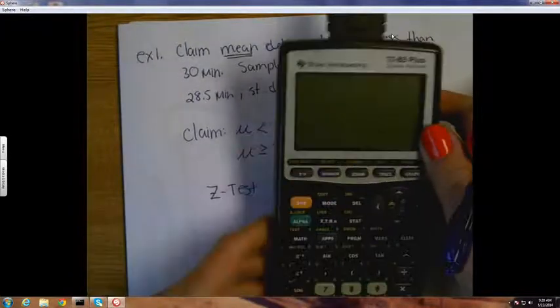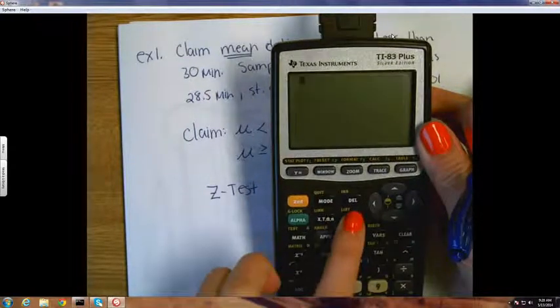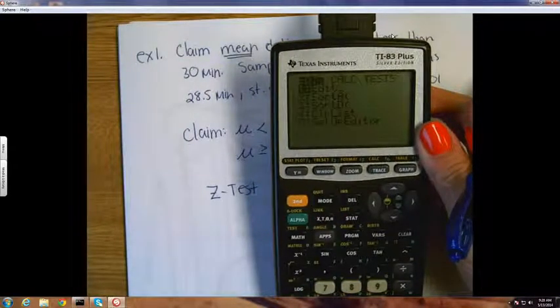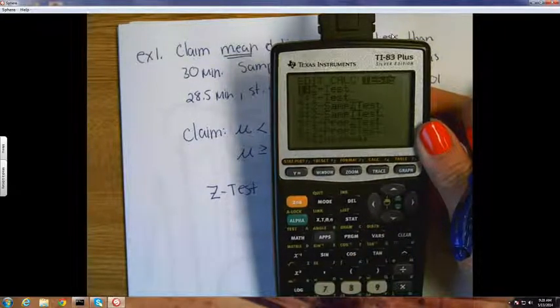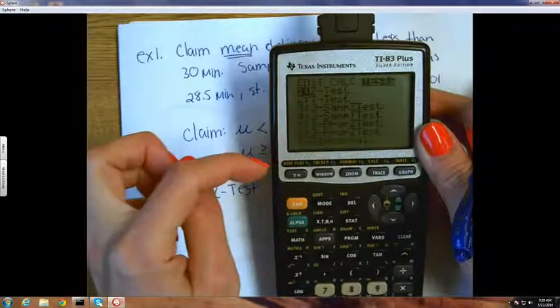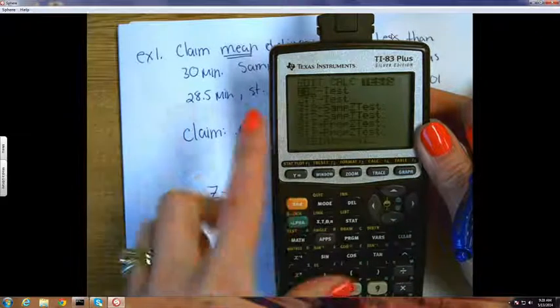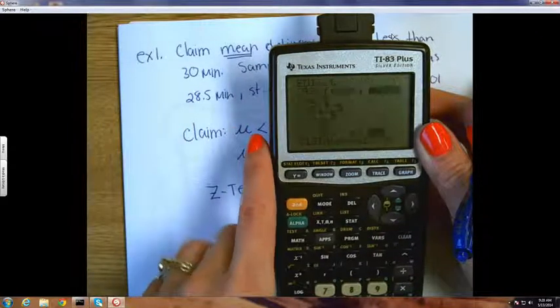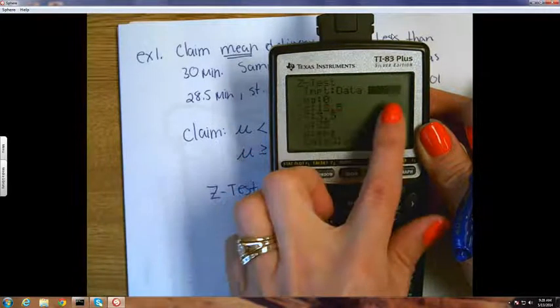So let's see, for the people at home. Go under stats. Same place we were before, over to test. When we were doing our intervals, now we're going to be using all of these top programs here. The only ones we're not going to use are the 2SAMP ones. That's the next chapter. So Z-test is number 1. And we have the statistics.